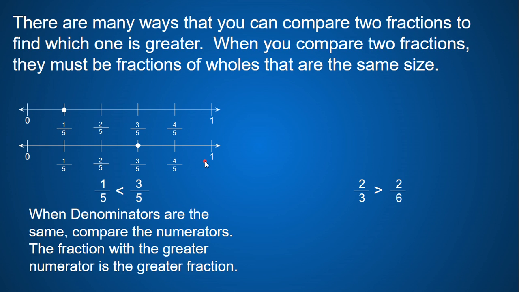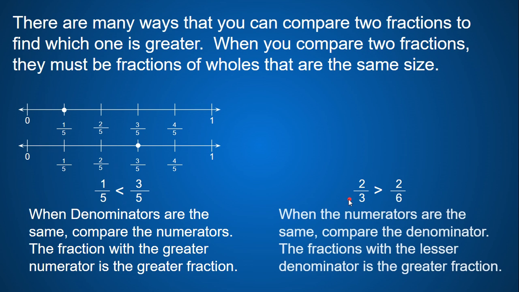It's very important when I'm comparing these fractions that my whole is exactly the same size. So between 0 and 1 is exactly the same distance with both these number lines. As we see, 1/5 is right here, very close to 0. 3/5 is right here, much farther away from 0 and much closer to 1. So this model proves that 3/5 is larger than 1/5.